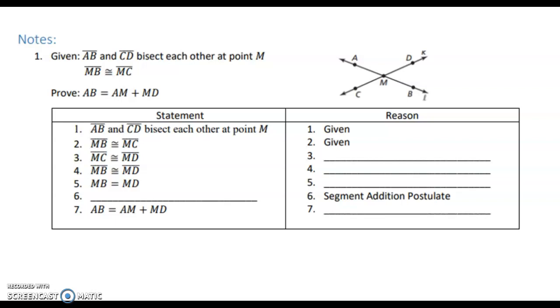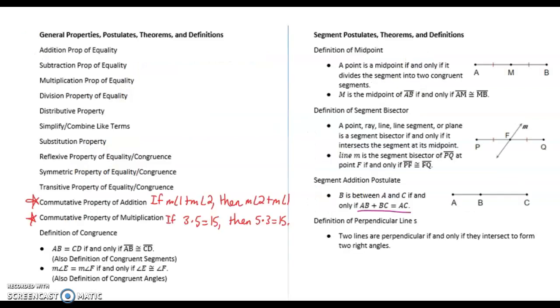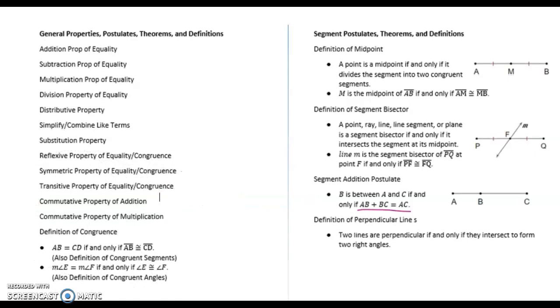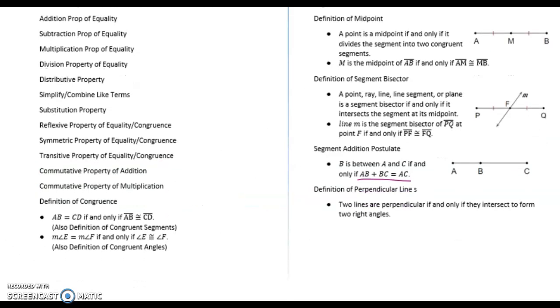So remember, if we go look at our proofs resources, over on the segment side, definition of midpoint, it says right here that M is the midpoint of AB if and only if AM is congruent to MB. So if we know it's the midpoint, it lets us say the two parts are congruent. Same with segment bisector. If we know something is the segment bisector, it lets us say the two parts are congruent. It does not let us say equal, it lets us say congruent.